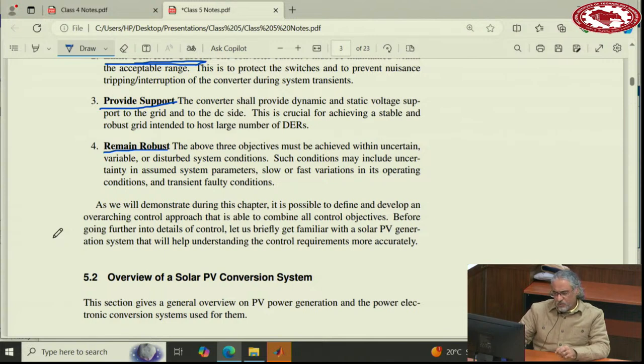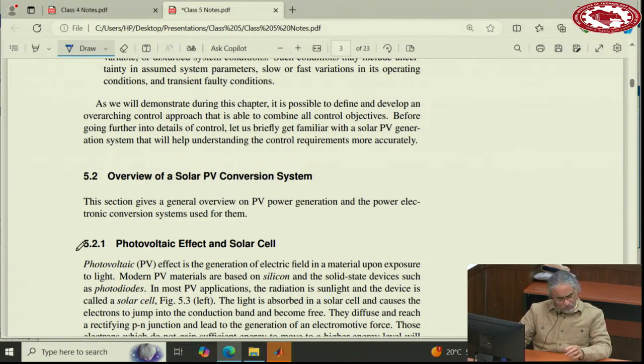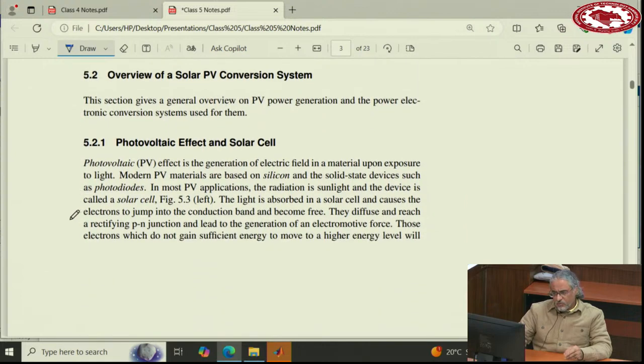Okay, like I said, solar photovoltaic system is a special case here because it generates DC. So I have spent a few pages, not too much, just to briefly explain how a solar photovoltaic system generates electricity and the converter works for that. So photovoltaic effect is the generation of electric field in a material upon exposure to light. So that's the property that some silicon materials have.